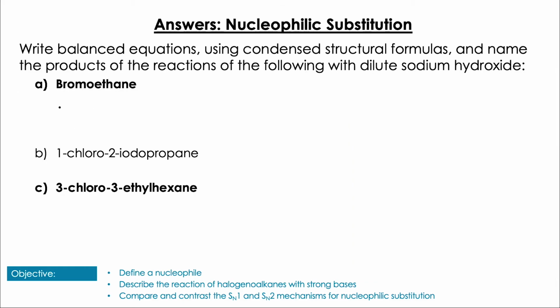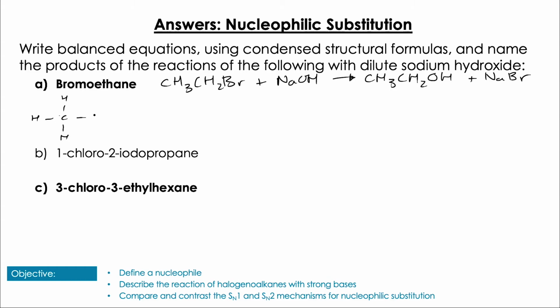Okay, let's go through those. So I've bolded the ones here that I'm going to do mechanisms for as the question required, but I'm going to draw the overall reaction first. So I've got my bromoethane plus NaOH is going to, of course, go to ethanol plus NaBr. Now, this is a primary halogenoalkane.